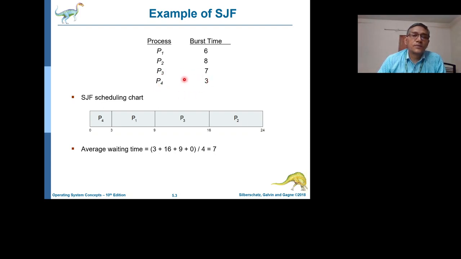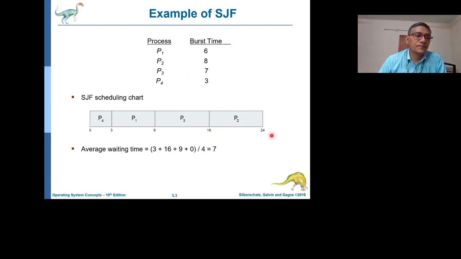Once P4 is completed, the next available processes are P1, P2, P3. Among them, P1 has the least burst time, that is 6, so that will be executed next. It will start at 3 milliseconds and complete at 9 milliseconds. Next, the available processes are P2 and P3. When you compare them, the burst time is less for P3. So P3 will get the CPU at 9 milliseconds, execute for 7 milliseconds and complete at the 16th millisecond. Finally only P2 is available, so it will get the CPU at the 16th millisecond and complete at 24 milliseconds.